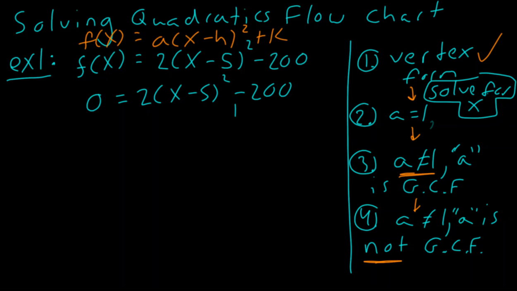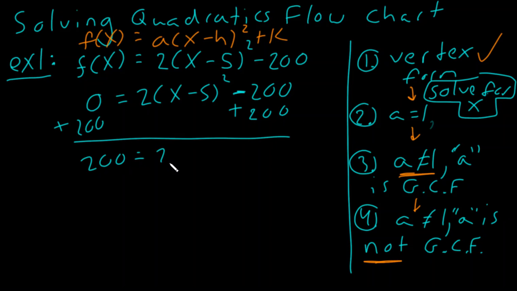We know the first thing we always get rid of is our addition or subtraction. In this case, since it's minus 200, we will add 200 to both sides. And 0 plus 200 is simply 200, is equal to 2 parentheses x minus 5 squared. Now from here, we know the next thing we always want to get rid of is our multiplication. So we will divide both sides by 2. 200 divided by 2 will of course give us 100, which is then equal to x minus 5 squared.